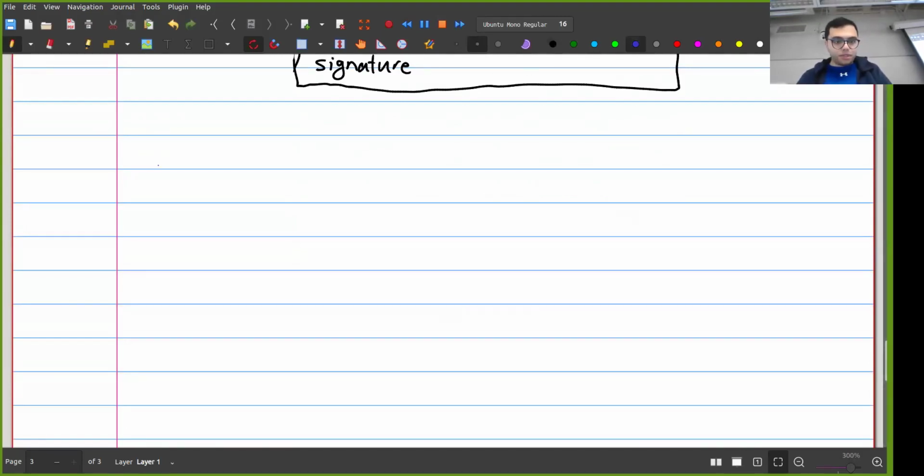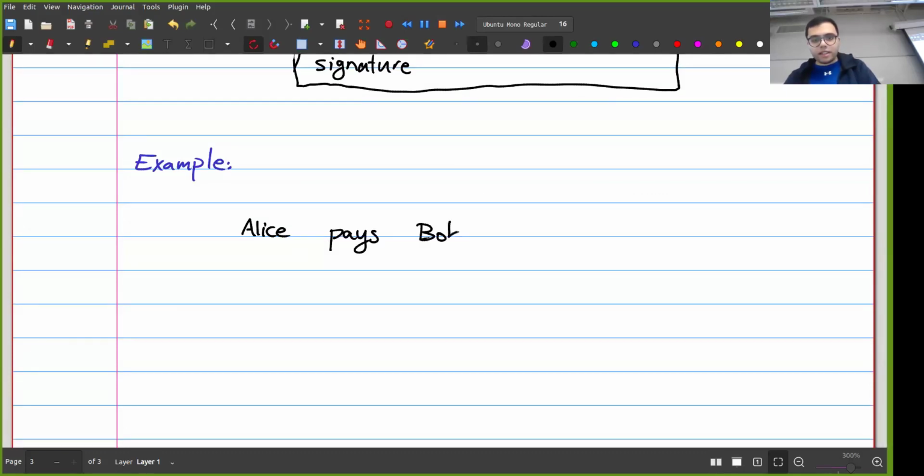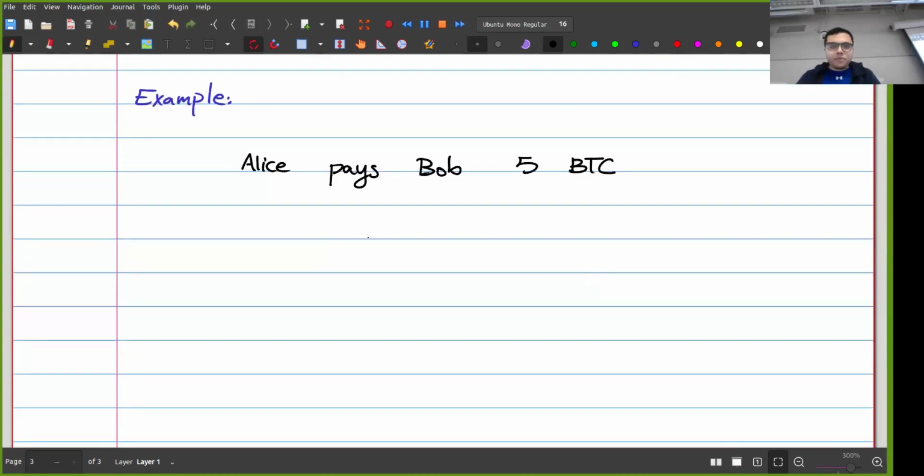Let me give you a simple example. So this is my example. Let's say that Alice pays Bob 5 Bitcoins. Let's say I'm already calling it Bitcoin. It's not really Bitcoin at this point, but let's use that as a unit. So how does this work? Alice is going to create a transaction. And by the way, I'm going to use this notation for the transactions for the rest of this course.